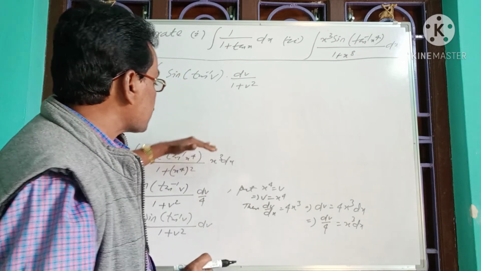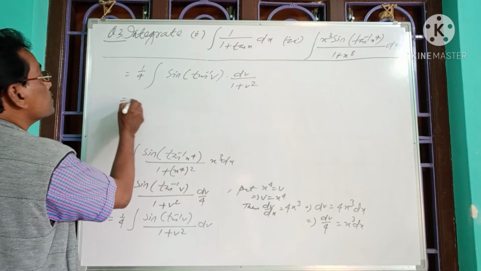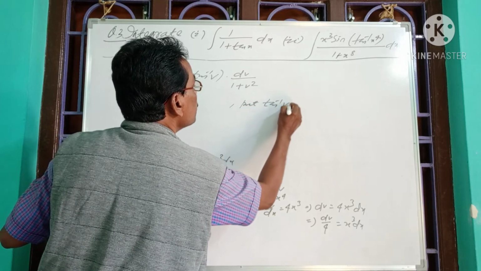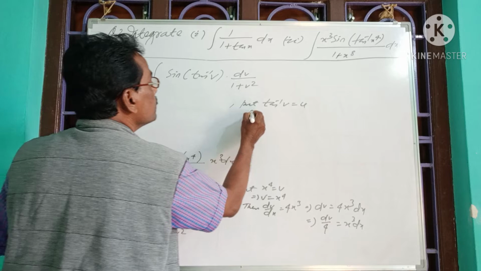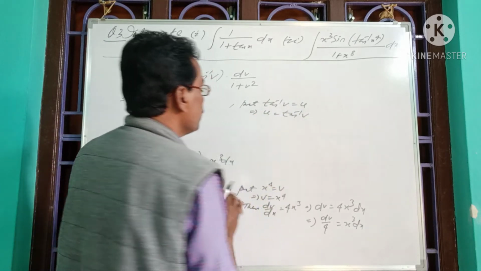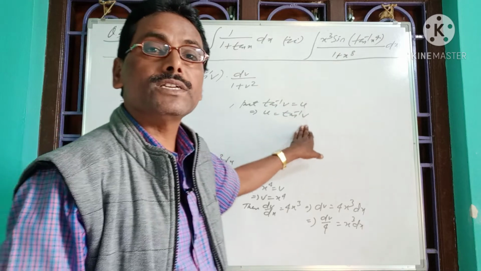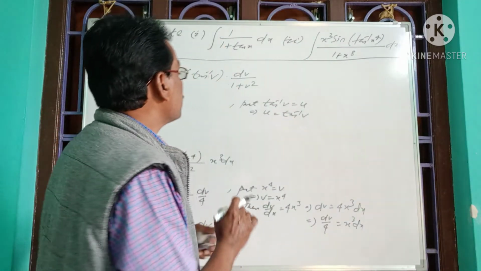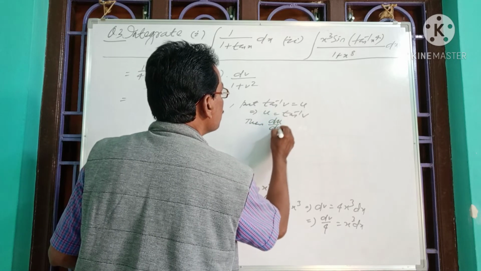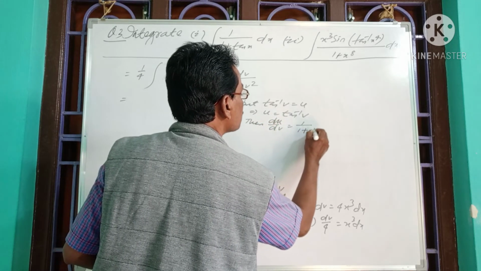So again it needs another substitution. So substituting tan inverse v as u, that is replacing, we have u is equal to tan inverse v, that is u is a function of v. So we have to differentiate u with respect to v. So differentiating u with respect to v, we have du by dv, which is equal to 1 by 1 plus v square.